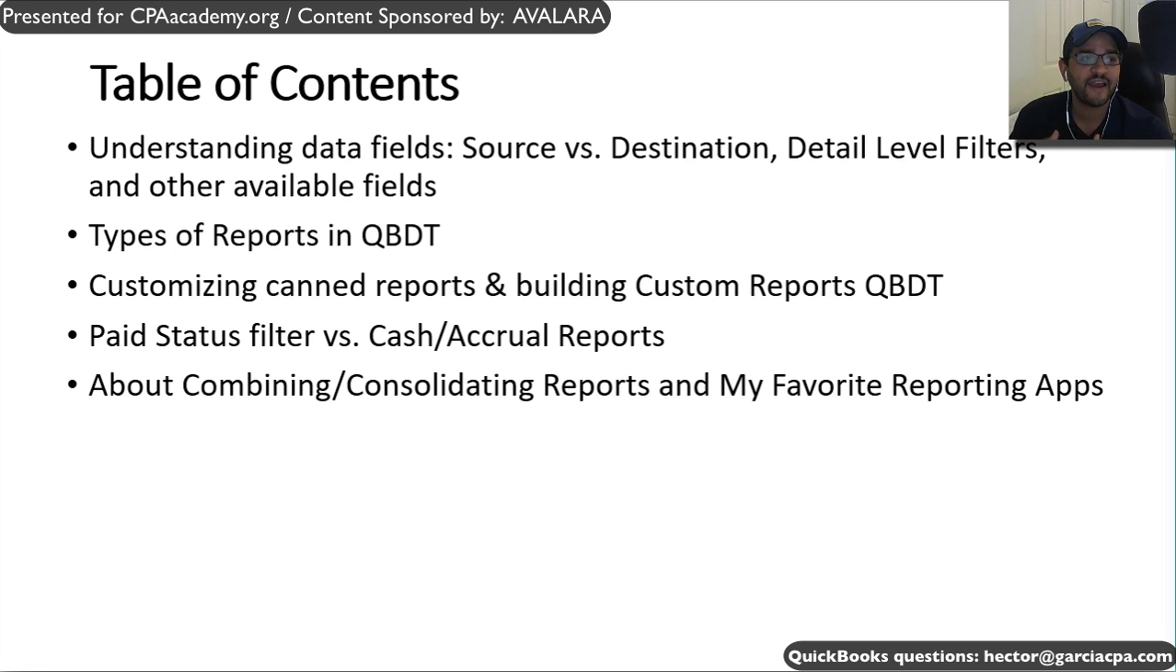All right, so we're going to cover 5 topics. We're going to go through source and destinations or targets, and that's placed with a filter called detail level. We're going to talk about the types of reports that are available in QuickBooks Desktop. Then we're going to do a couple of examples of customizing canned reports and building custom reports from scratch. Then if we have time, the last 2 are kind of a bonus.